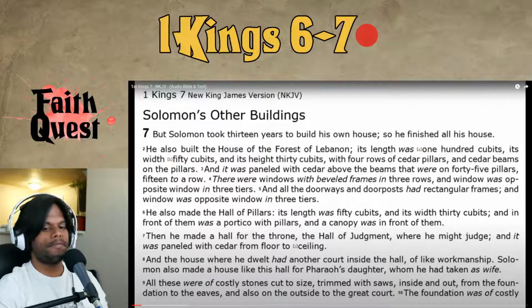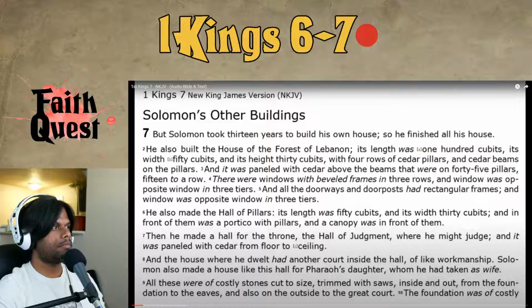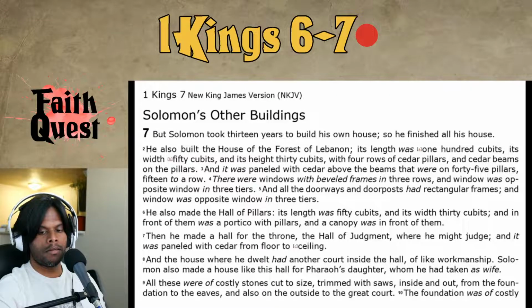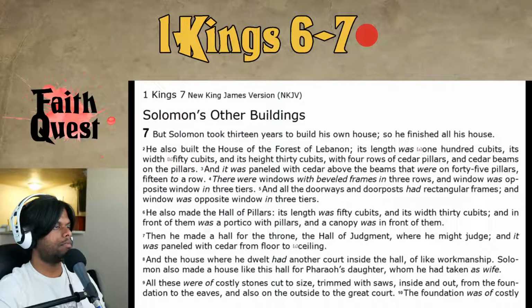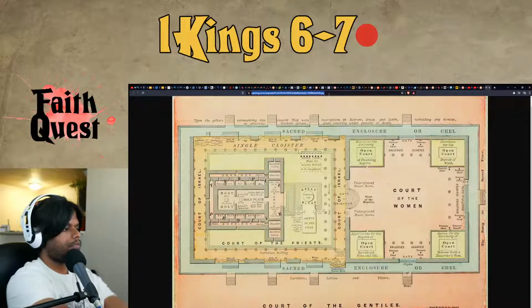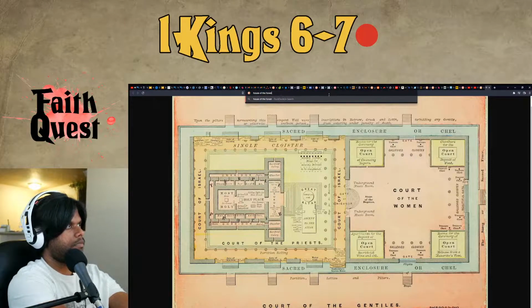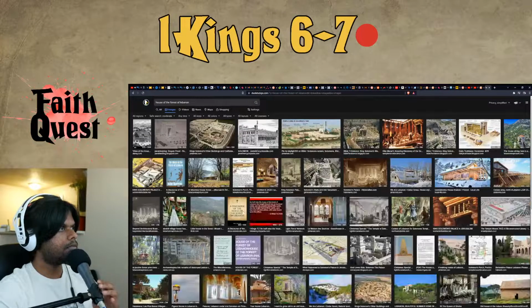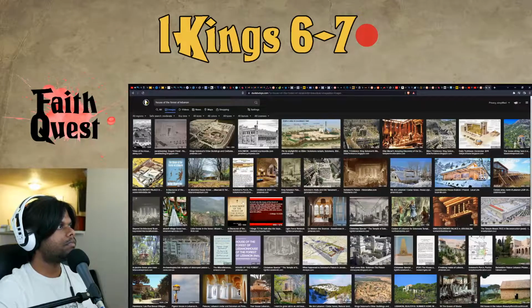We'll find out. He also built the house of the forest of Lebanon. Its length was 100 cubits, its width 50 cubits, and its height 30 cubits, with 4 rows of cedar pillars and cedar beams on the pillars. And it was paneled with cedar above the beams that were on 45 pillars, 15 to a row. There were windows with beveled frames in 3 rows, and window was opposite window in 3 tiers. And all the doorways and doorposts had rectangular frames, and window was opposite window in 3 tiers.